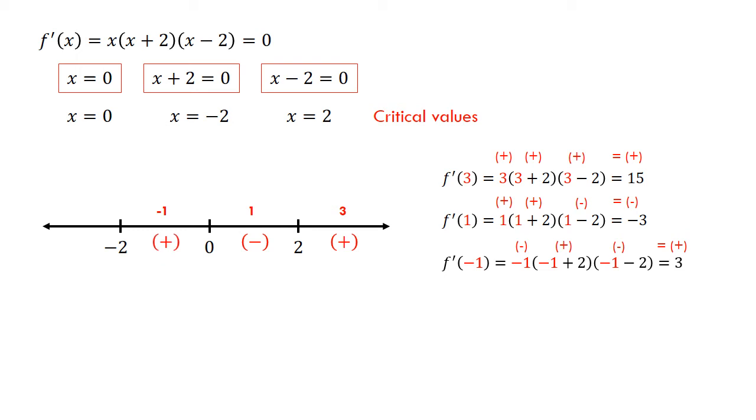And when x is less than negative 2, we can pick negative 3. And plug into f prime of x, and we have here, equals negative 15. Negative 3 is always negative, negative 3 plus 2 is negative, and negative 3 minus 2 is negative, then negative times negative is negative, so the slope on this interval is negative.